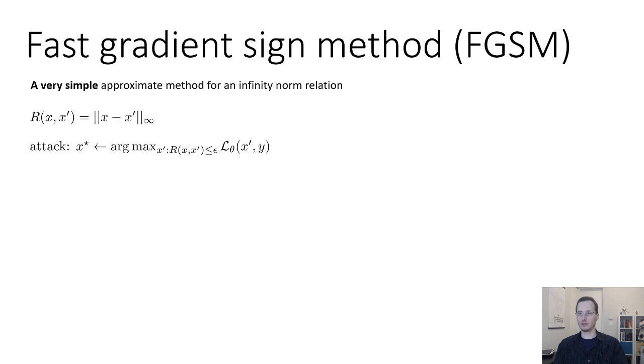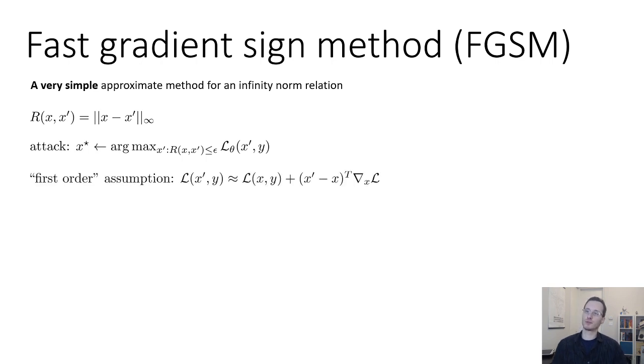So our attack, like before, is to find the argmax over x prime that maximizes the loss L(x prime, y), subject to the constraint that r(x, x prime) is less than or equal to epsilon. Then we're going to make a first order assumption. We assume that locally our loss function, which is a function of x prime and y, is approximately equal to the loss at x, y plus (x prime minus x) transpose times the gradient with respect to x of L. This is basically a first order Taylor expansion.